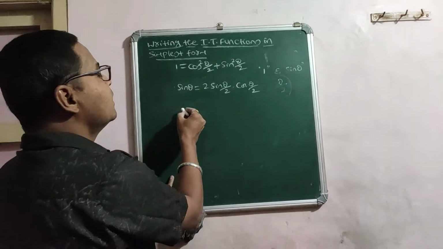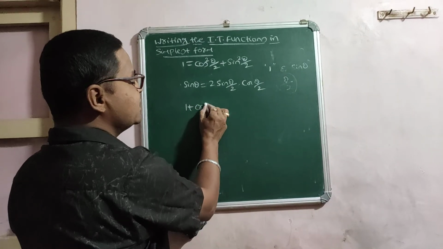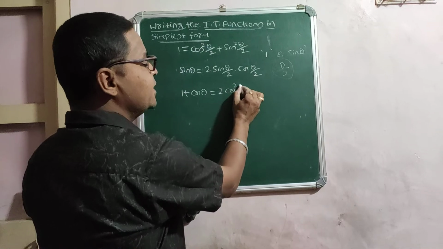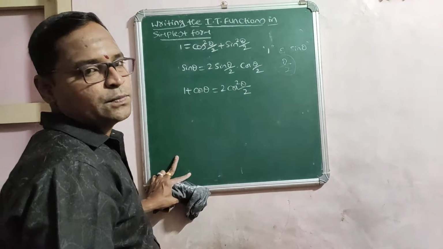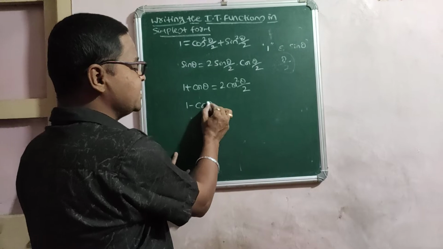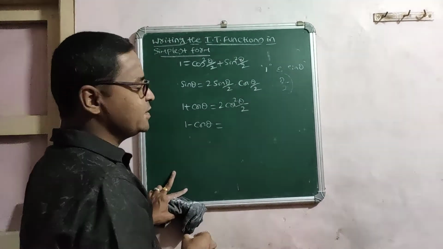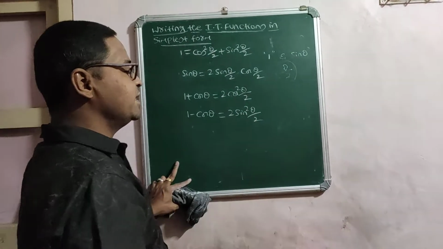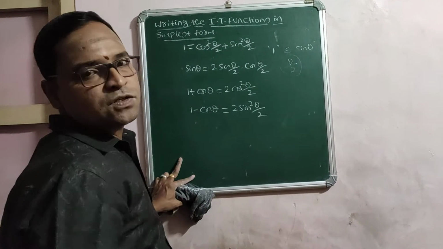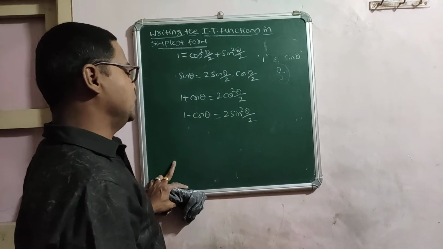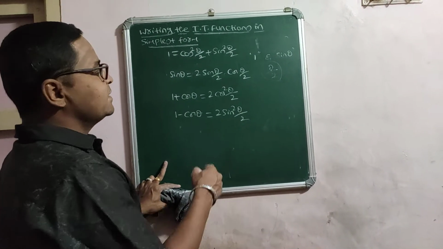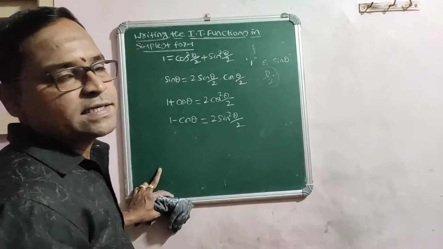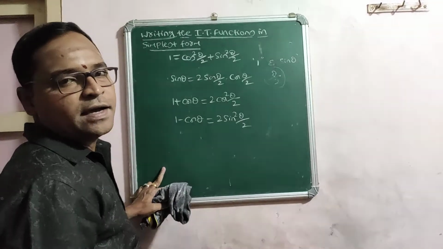Now let us observe the third one, 1 + cos θ. Whenever we have 1 + cos θ, its value will be 2 cos²(θ/2). Now 1 − cos θ. Whenever we have 1 − cos θ, we can consider this in terms of sin, and it can be written as 2 sin²(θ/2). So these are the substitutions or the formulas we used to consider in case of half angles.